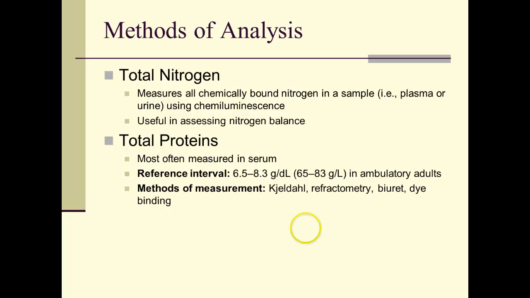Some of the methods that we can do: a total nitrogen, which assesses nitrogen balance, which gives us a good indication of how much protein there is. The reference interval for total protein is 6.5 to 8.3 grams per deciliter. And the measurement is the Kjeldahl reaction usually. This is how you say that, Kjeldahl.